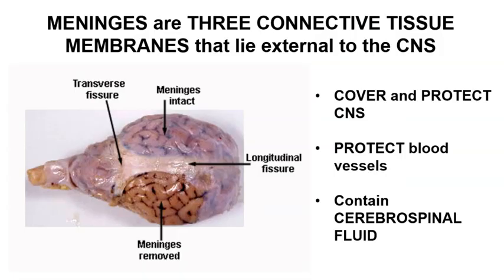So external to the brain and the spinal cord, forming a tough connective tissue covering that surrounds and protects these central nervous system structures, are what are called the meninges. And the meninges function to protect the brain and the spinal cord, but they also protect the blood vessels that serve the central nervous system. And they also form pockets in order to contain the cerebrospinal fluid that supports the central nervous system tissue.